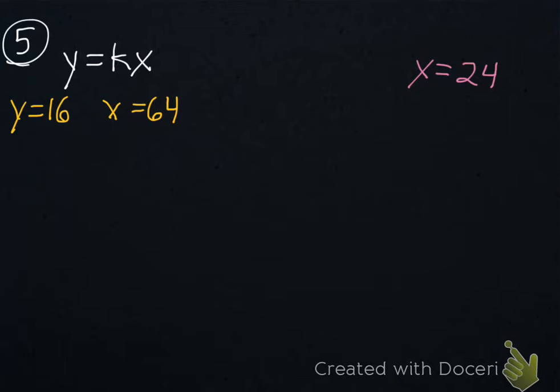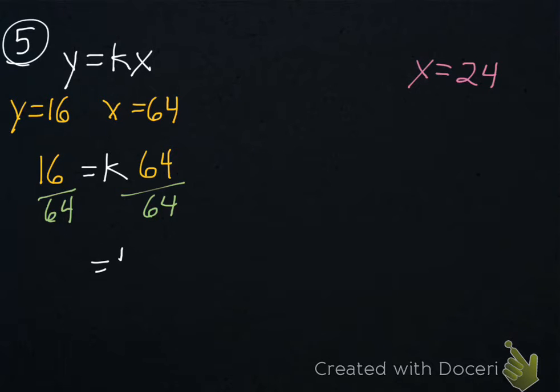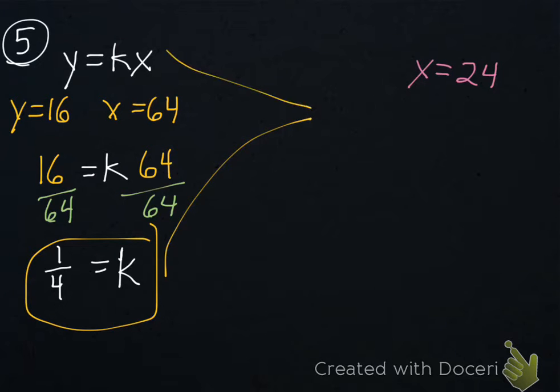Alright, so let's plug in and find the k value. I have a 16 and a 64. What am I going to do to get k by itself? Yeah, we're going to divide by the 64. So I have k equals, let's reduce that fraction, we get 1 over 4. So this is what we would plug in for k. So we're going to take that with our equation and plug them in. So I have y equals the 1/4 times the x.